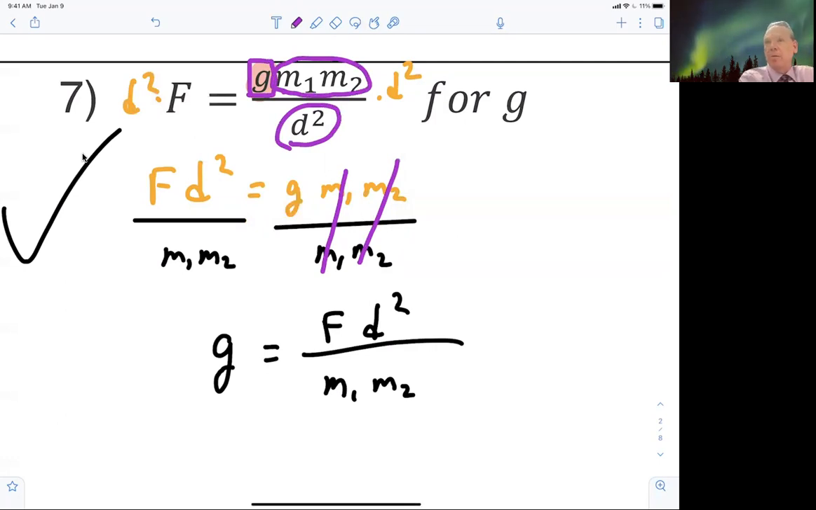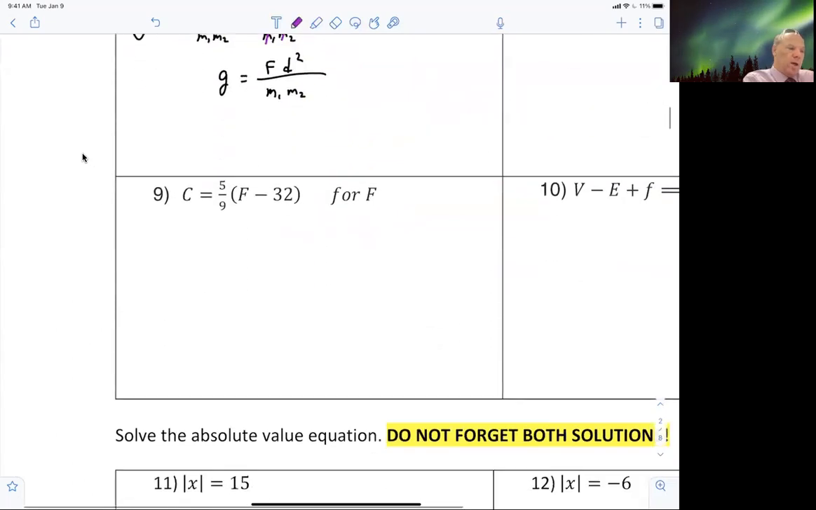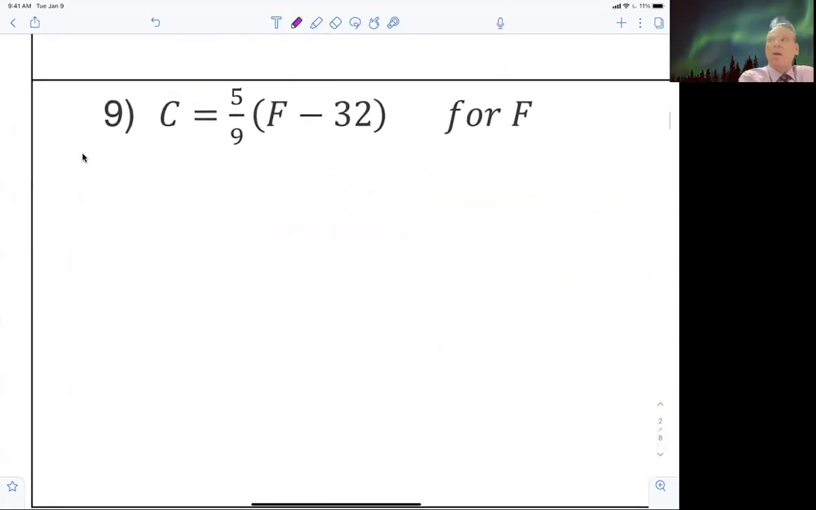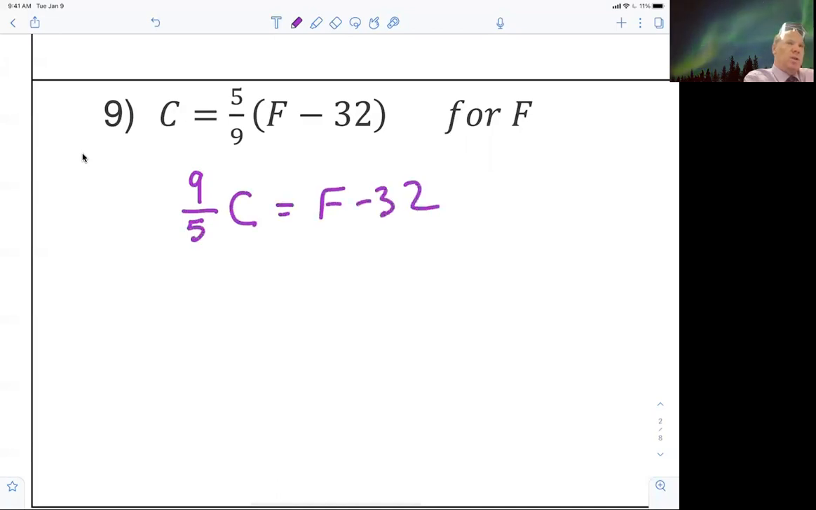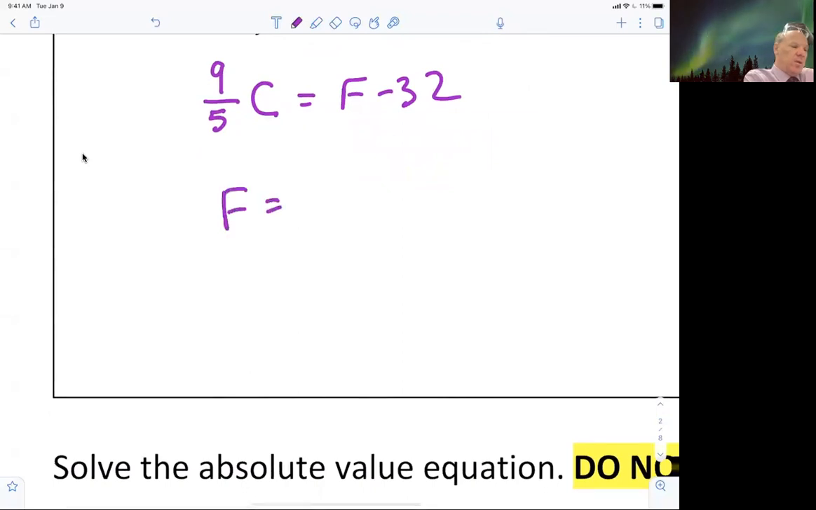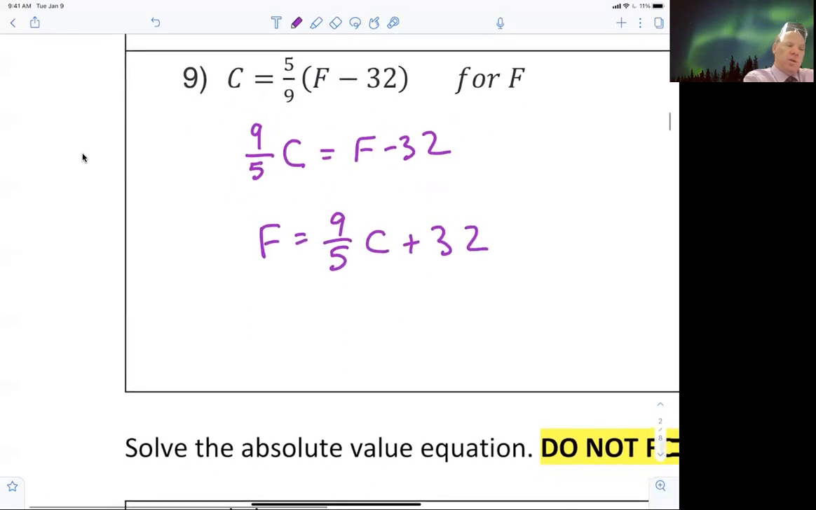All right, come on now. All right, here we go. Number 9. Celsius and Fahrenheit conversion. All right. Trey, what do I do first? That is correct. 9/5 C equals F minus 32. Now what? You add 32. Add 32. So F equals 9/5 C plus 32. That's the final answer. That's really good. Yes, sir.